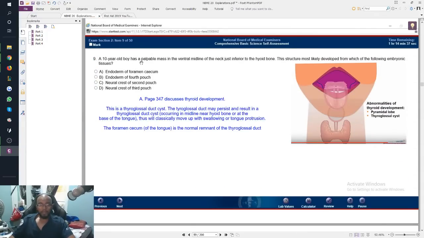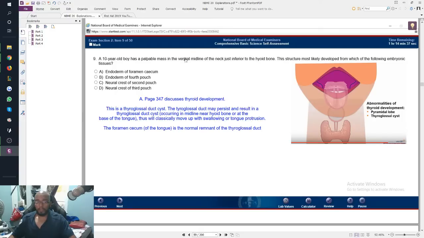Number 9, a 10-year-old boy has a palpable mass in the ventral midline of the neck, just inferior to the hyoid bone. This structure most likely developed from which of the following embryonic tissues? Very interesting question, right? First, you have to figure out what the structure is, then figure out where it comes from embryologically. So page 347 discusses thyroid development. You know this is related to the thyroid.